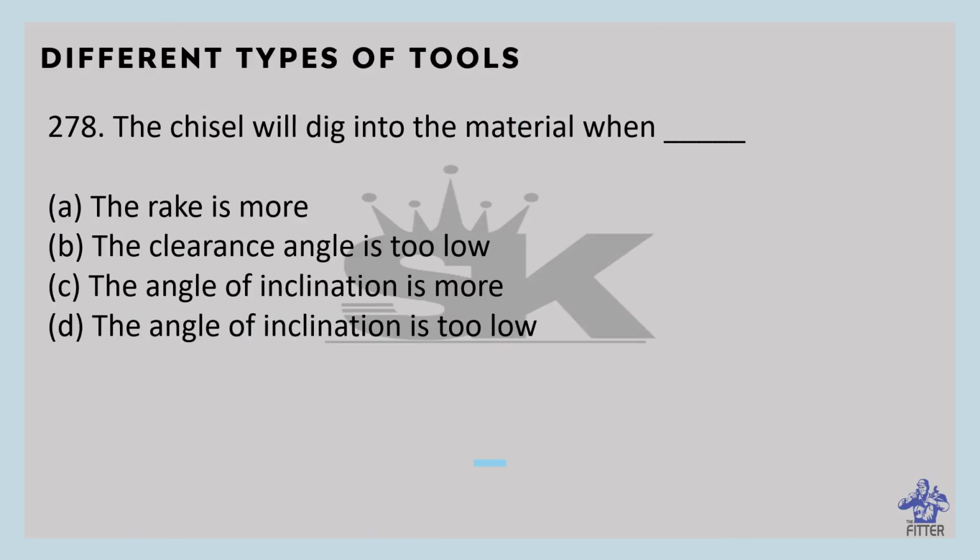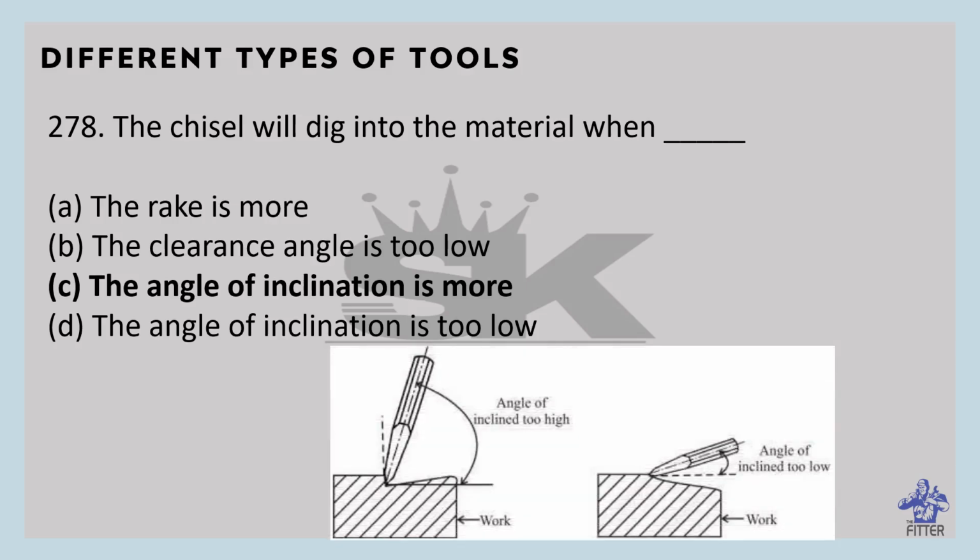The chisel will dig into the material when the angle of inclination is more. You can see here in the image. The correct point or cutting or wedge angle of the chisel depends on the material to be chipped. Sharp angles are given for soft materials and wide angles for hard materials.